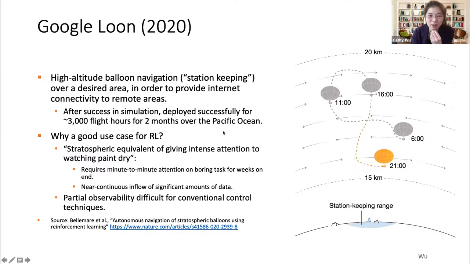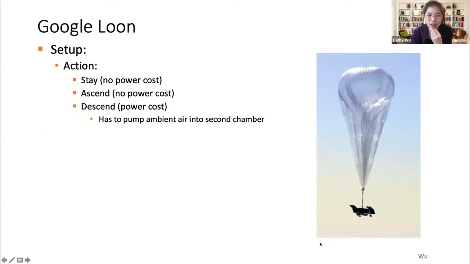So why is this a good use case for RL? This is a very, very complicated control problem. Wind is very complicated, which is why we can't always predict the weather. Weather is very difficult. It's also a very long time horizon problem. You let the balloon go and then you want it back in a few months. It's a very difficult control problem. The dynamics are very complicated, and it's also partially observed. You don't observe the whole wind field, even if you could understand it. And that's difficult for conventional control techniques. So let's throw RL at it and see what it does.